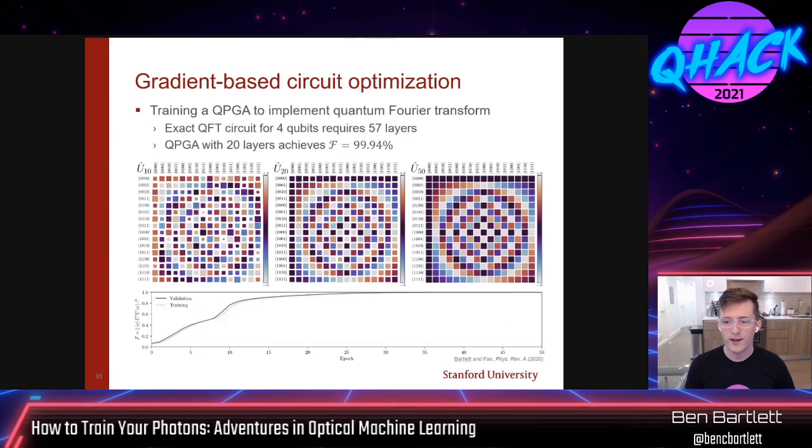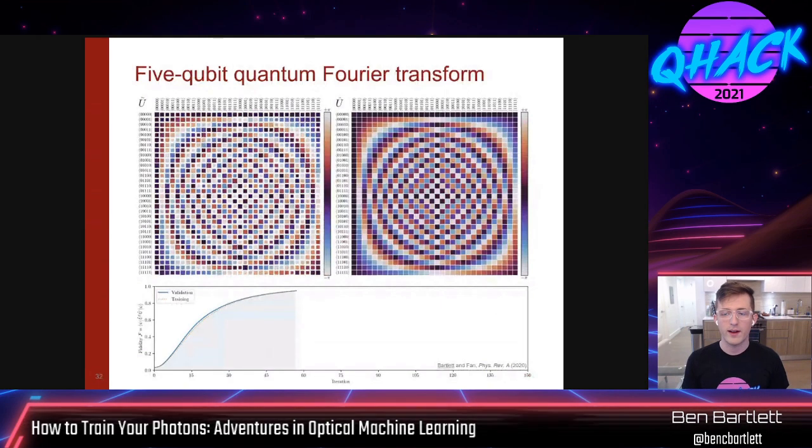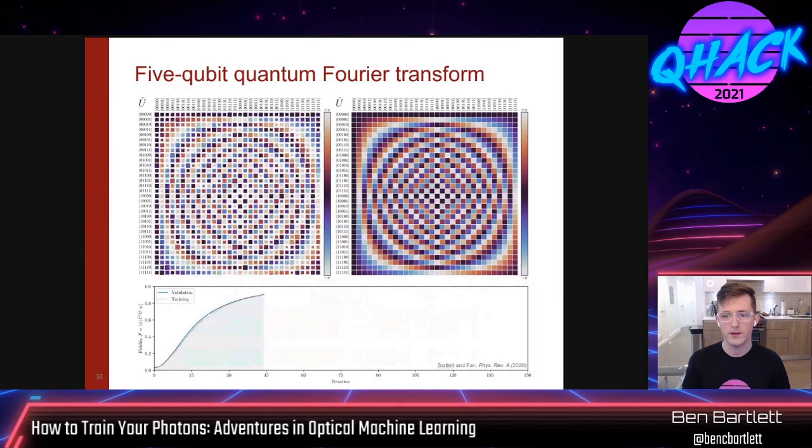So at the beginning of training, you just randomly initialize all of your phase shifters. So your operator starts off randomly initialized with very little structure. But over the course of 50 training iterations, it rapidly converges to an operator that looks just like how a quantum Fourier transform should look. As a more animated example, here's the evolution of a 5-qubit QPGA being trained to implement a 5-qubit quantum Fourier transform. Just like in the previous slide, the operator starts off randomly initialized with not a whole lot of structure to it, but it quickly converges to a high fidelity approximation of what a quantum Fourier transform should look like.